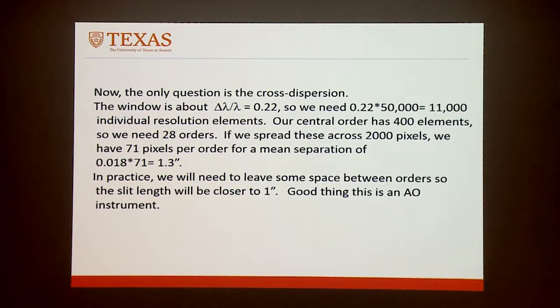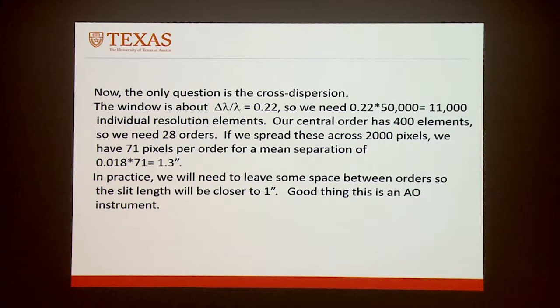That's 11,000. So our central order has 400 elements in it. It's 1,600 diffraction limited resolution elements long. We have 4 diffraction limited elements per slit width. So we have 400 resolution elements. So we have 400 elements, we need 11,000. That means we need 28 orders.